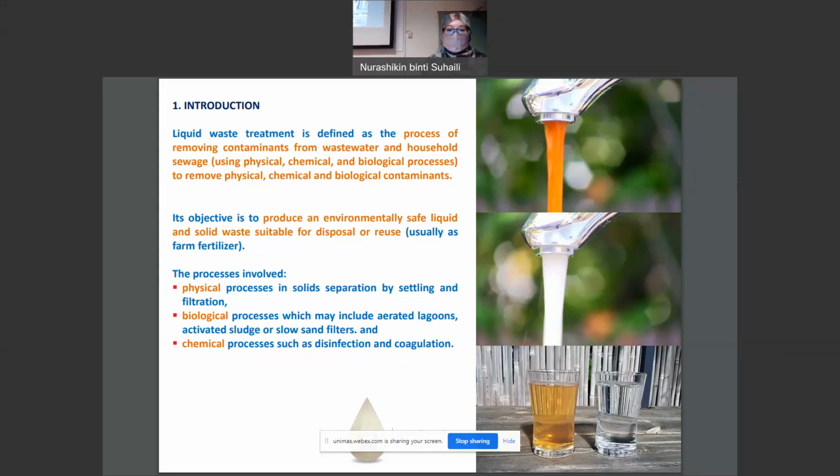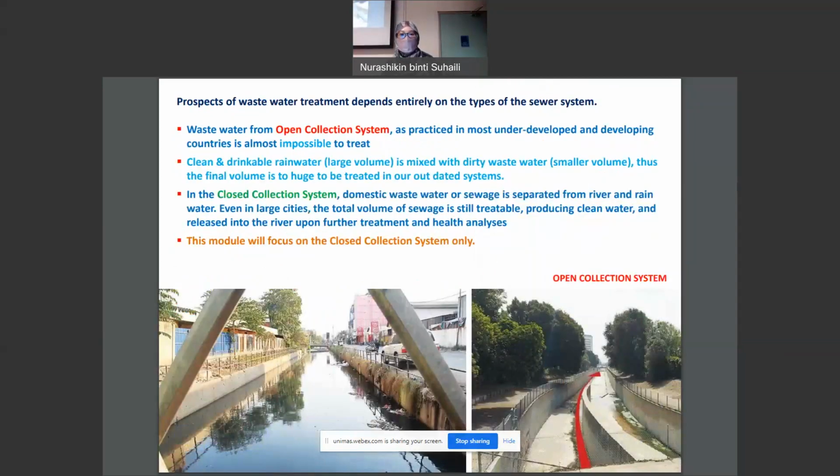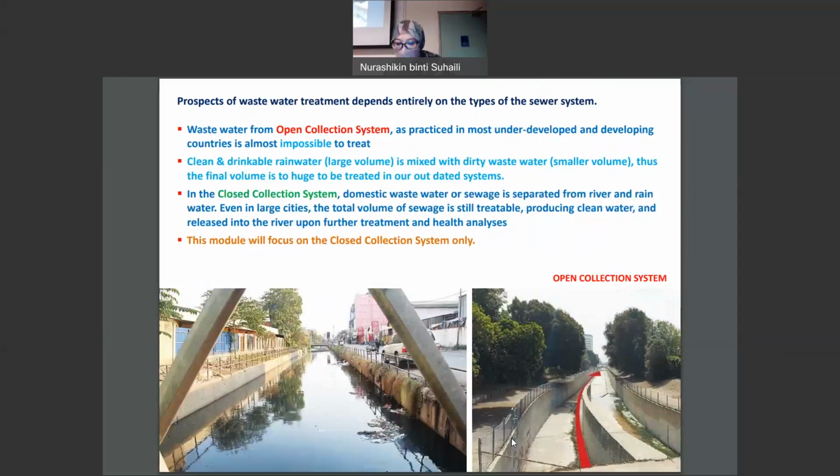Okay, I've talked about the processes involved. Now the system of the wastewater. If you talk about the system in general, the treatment of the wastewater can be divided into two main categories. The first one is the open collection system, and the second one is the closed collection system. So it's easy to understand.